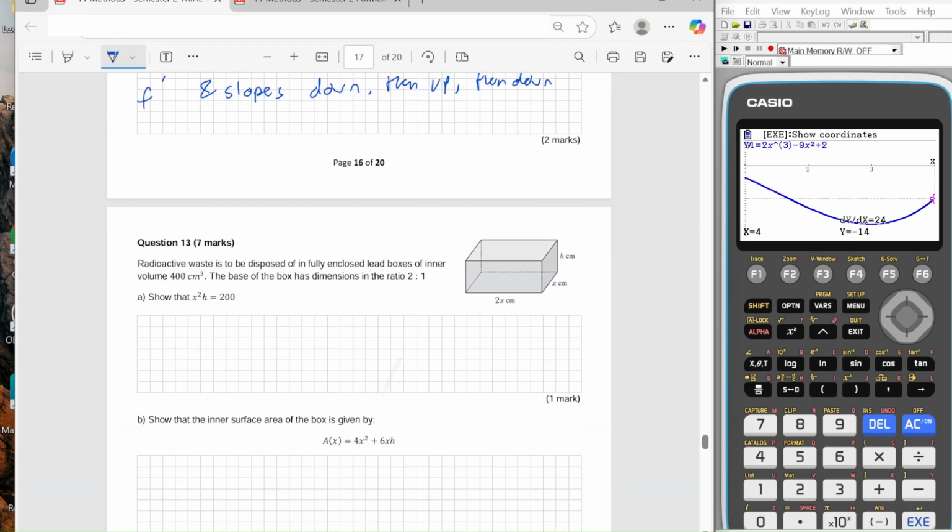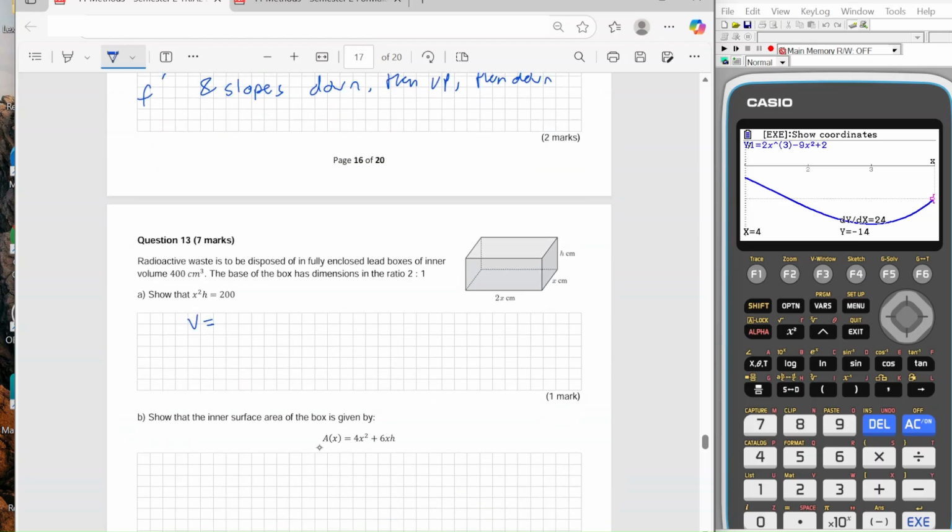Optimization. So volume is length times width times height, which is 2x times x times h. And we also want the volume to be 400. So that's volume is 400. Therefore, I'll just write it again, 400. Well, 2x squared h is 400. Therefore, x squared h is 200. And that was because we divided by 2 on both sides as required.